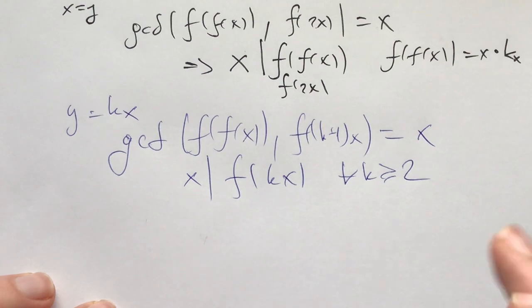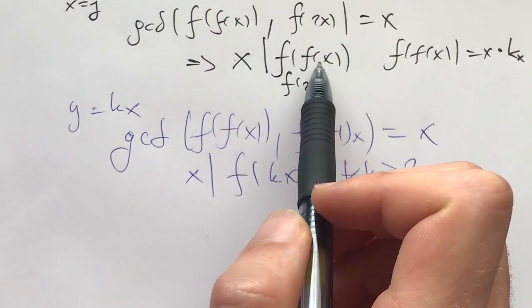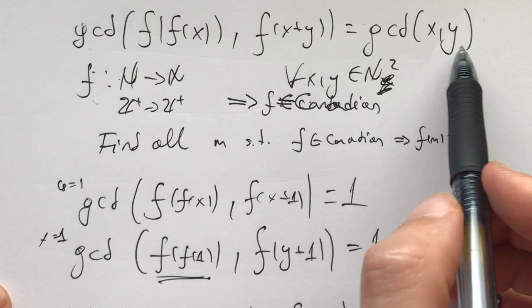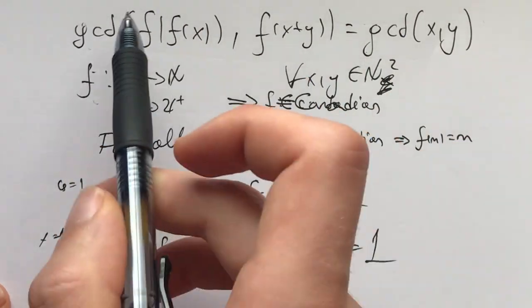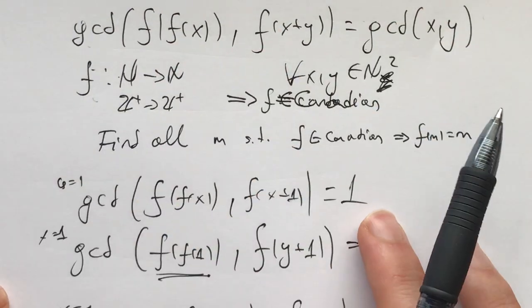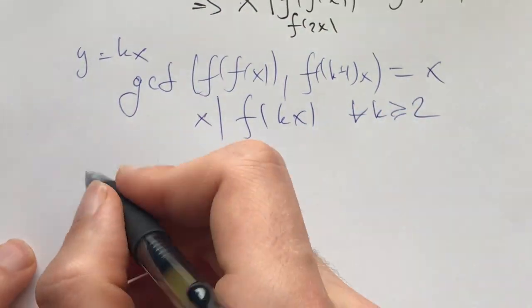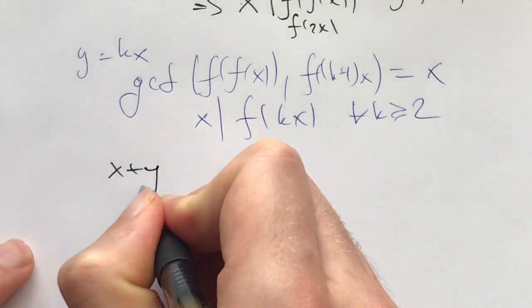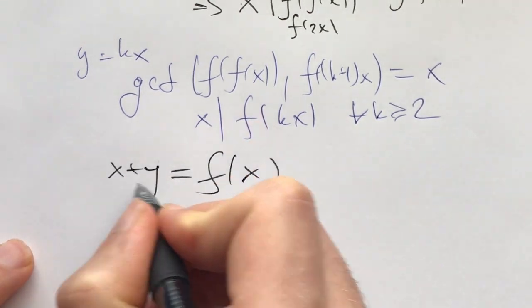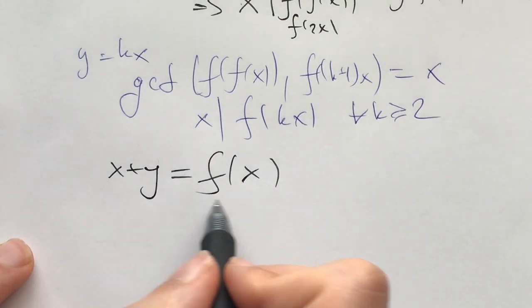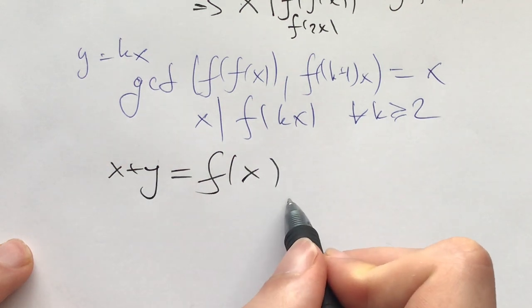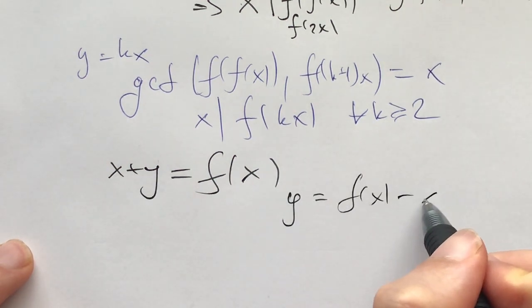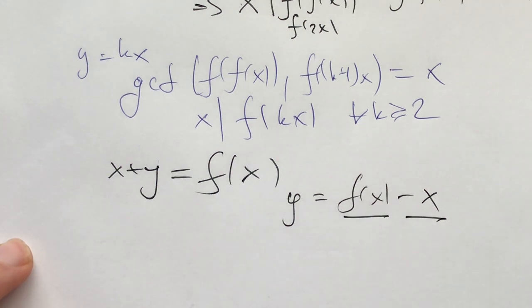Let's see, we have x dividing f of x because we got x out here. Can we get f of x or something similar out here so that we can have some equality? And to do that, the easiest way for me is to plug in x plus y equals f of x. Now the problem with this is we can't really plug this in because this would mean y is f of x minus x, and if x is greater than or equal to f of x, then we have a problem because we're in the positive integers.